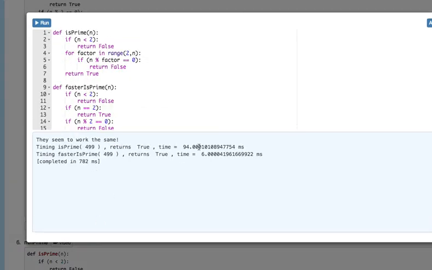So they work the same, but we see once again the isprime took 94 milliseconds, but fasterisprime took 6. So we can see there's a huge difference.